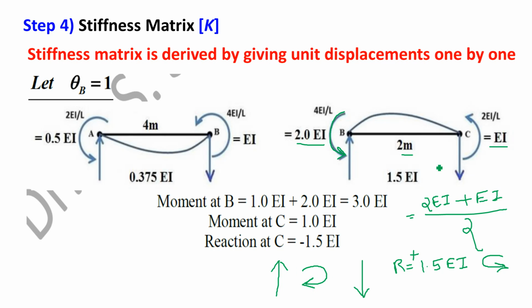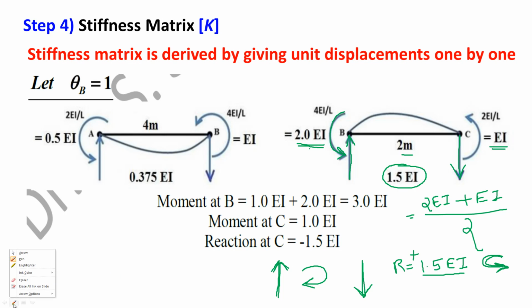Okay, understand again. Reaction due to moment is equal to sum of moment divided by span. 2 EI plus 1 EI. Both are anti-clockwise, so positive. So the answer is plus 1.5 EI. Plus means it is anti-clockwise. If this answer is anti-clockwise, your reaction couple will be clockwise. Clockwise means left reaction is upward and right reaction is downward. Magnitude of both the reactions is the same. So if you look here, magnitude is 1.5 EI, left upward and right downward. Okay, this is the reaction at C.